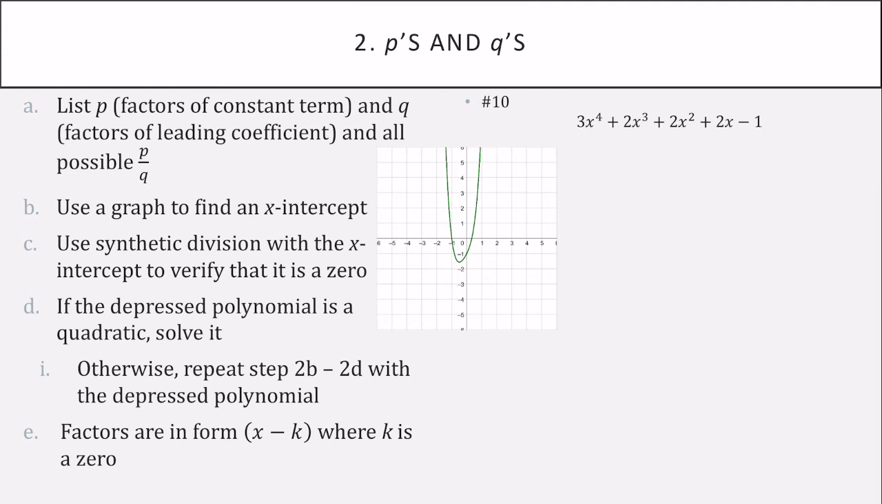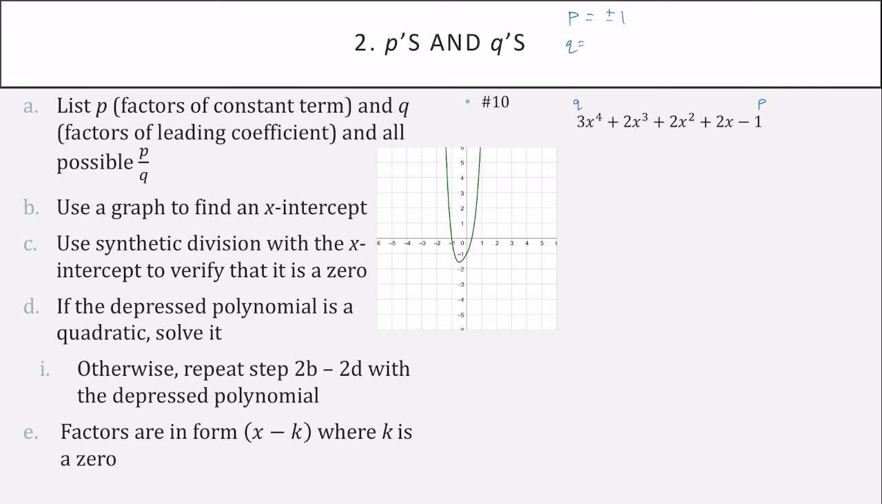So what you have to do is list the p's and q's. P's are factors of the constant term, in this case the 1. Q's are factors of the leading coefficient, in this case 3. All right, so I'm going to put this up at the top where I have some space. So p's are factors of 1. What times what makes 1? Well, just 1 times 1. Plus and minus, because it would be positive 1 times a negative 1, or negative 1 times a positive 1.